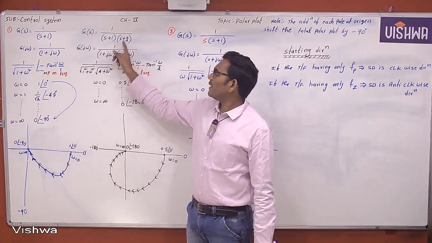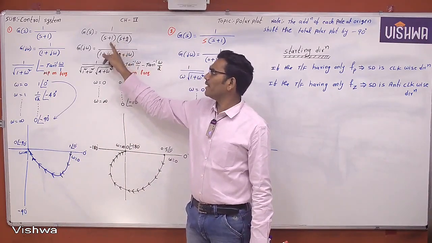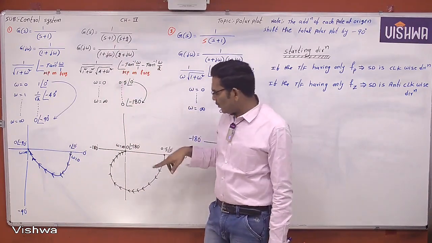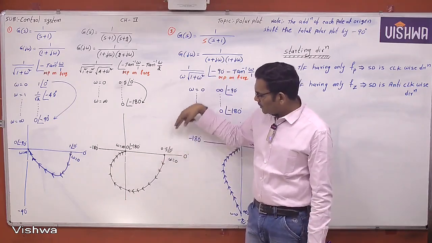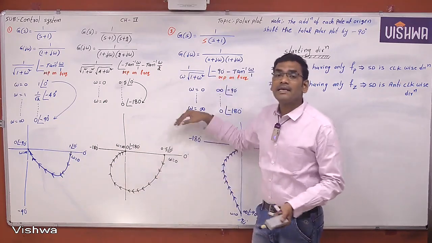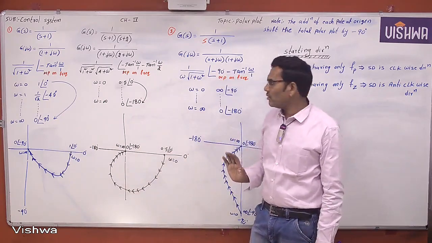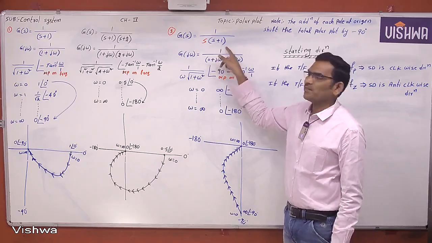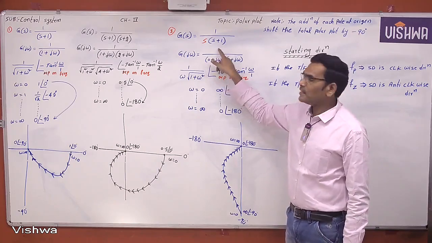This is also a finite pole. Only finite poles, s equal to -1, s equal to -2. Only finite pole means the starting direction is, again here, you see, this is the starting direction, which means clockwise direction. Is it correct or not? Again here is also a finite pole, s plus 1 equals 0, s equal to -1, finite pole.